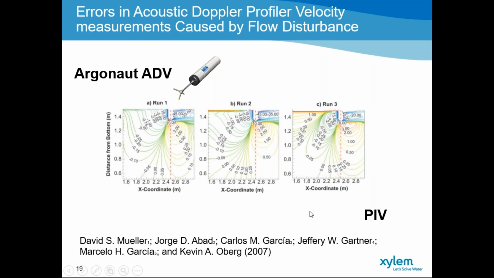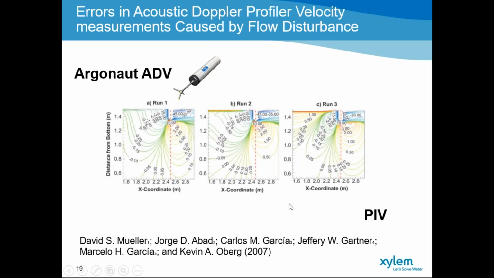They were using an Argonaut ADV instrument as well as PIV techniques to collect data in the laboratory to verify the model calibrations and to make sure that the actual measurement results are comparable with the CFD model.